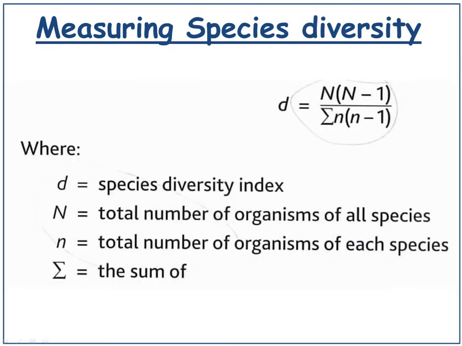So to measure species diversity, D equals N(N minus 1) divided by sigma, the sum of n(n minus 1). D is the species diversity index, which we're trying to find out. Capital N is the total number of organisms of all species. Little n is the total number of organisms of each species. And sigma is the sum of.